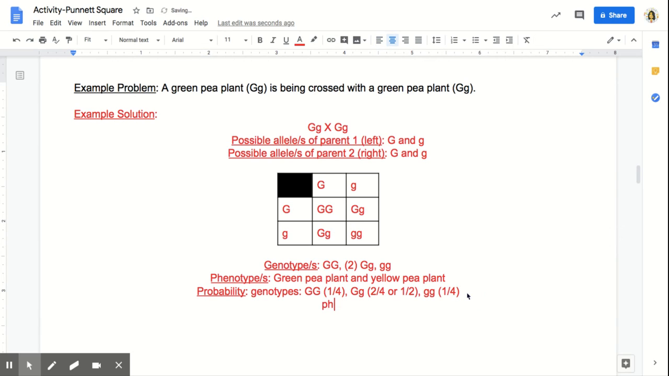For phenotypes, all of these are green. So it's gonna be 3 out of 4. And this is the only yellow. So having yellow offspring, the probability is 1 out of 4.